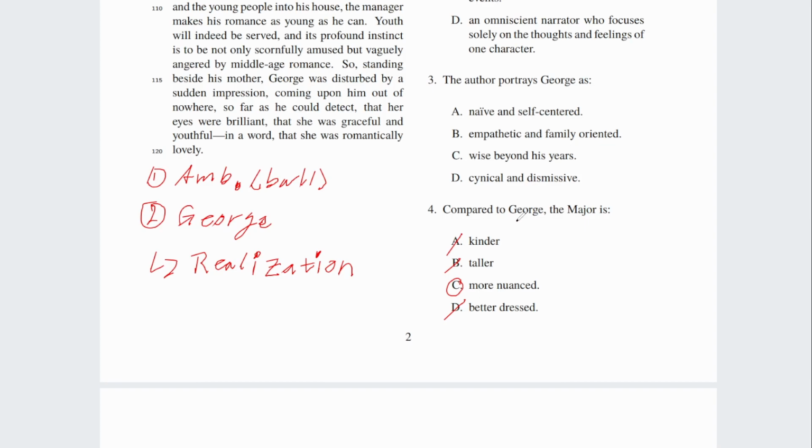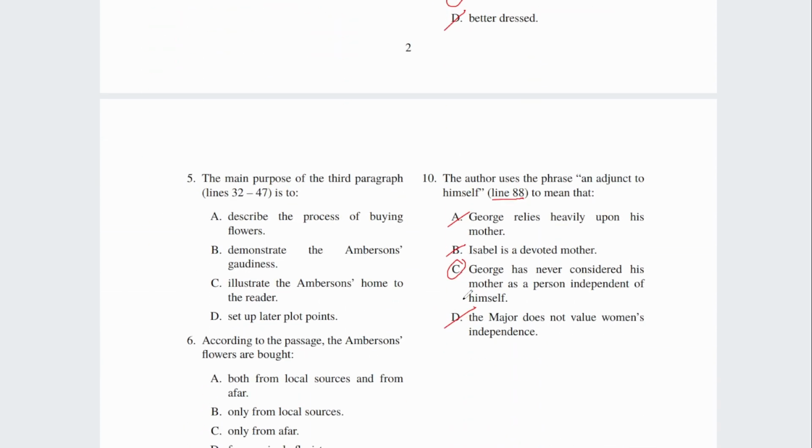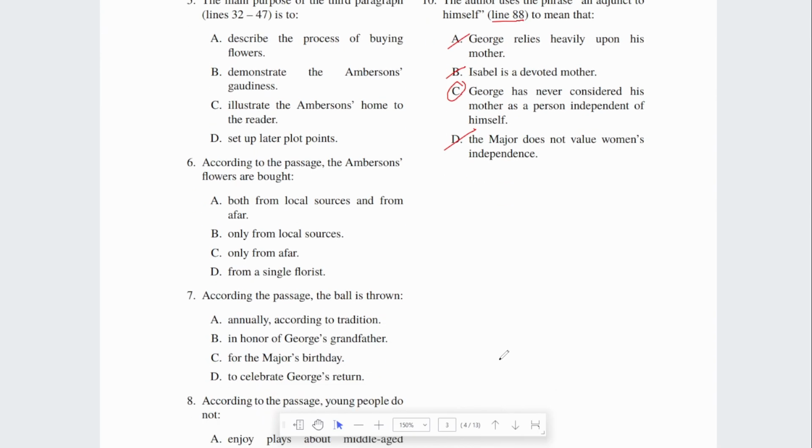More nuanced seems directly supported. George is just straight condescension. That's what is in his head. And the major has a lot more going on. So, okay, I'm happy with that answer. Let's move on to some other detail questions.